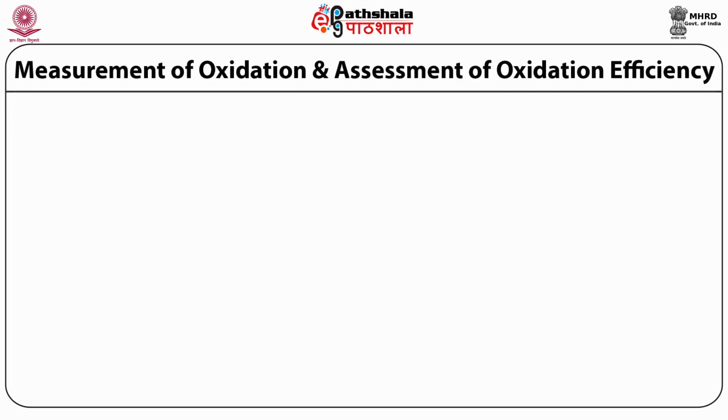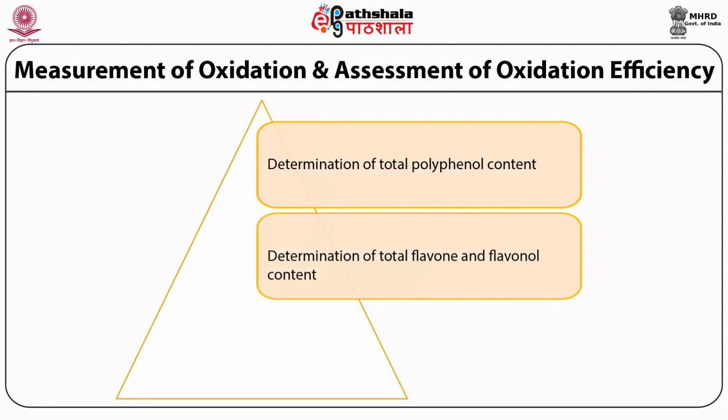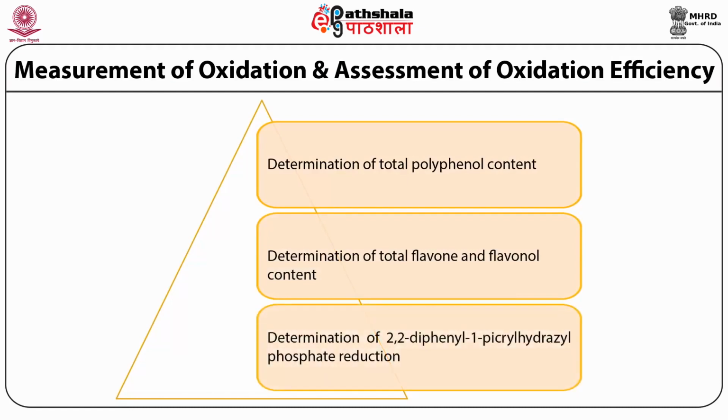The measurement of oxidation and assessment of the oxidation efficiency can be done by performing a series of chemical tests. These include number 1, determination of the total polyphenol content. Number 2, determination of the total flavone and flavonol content. Number 3, determination of 2,2-diphenyl-1-picrylhydrazyl reduction, also commonly known as the DPPH assay.